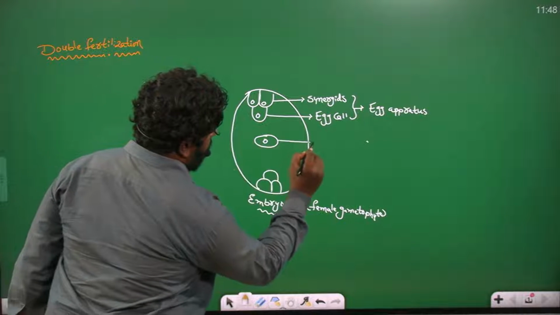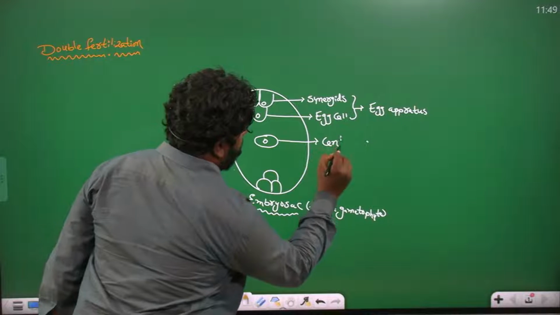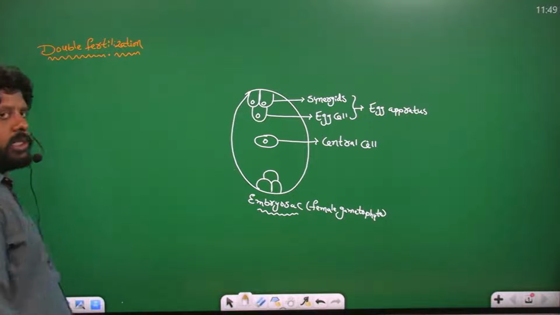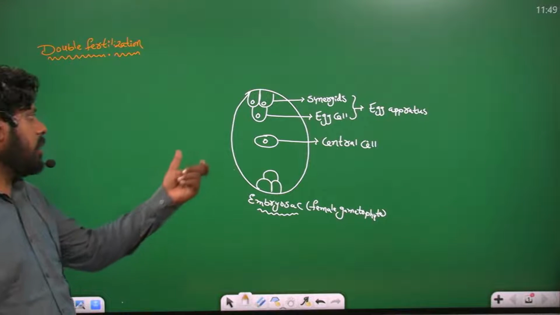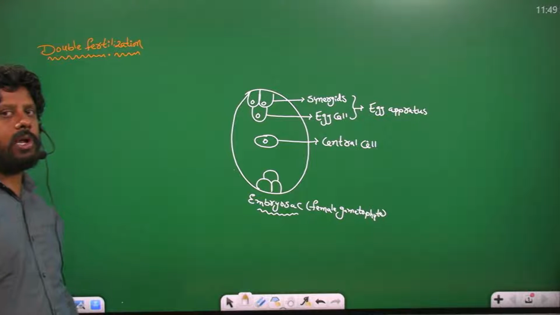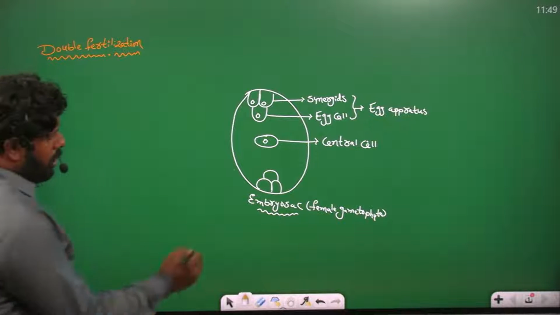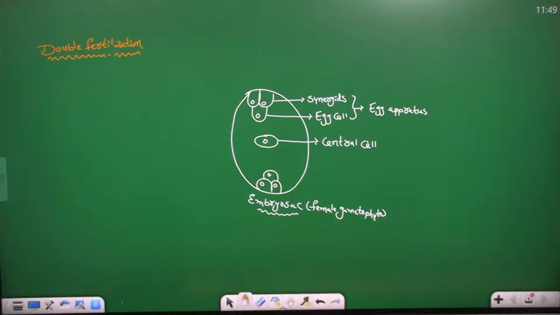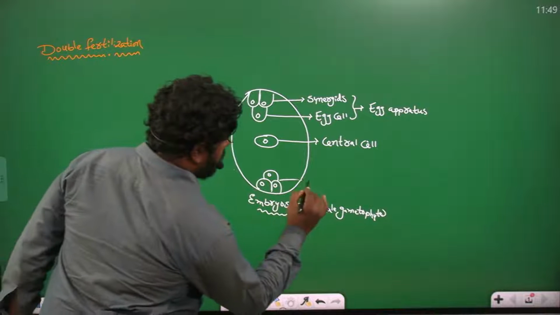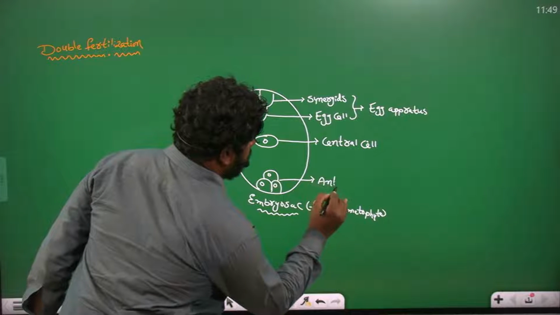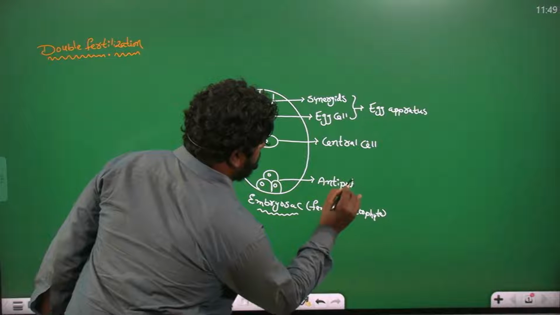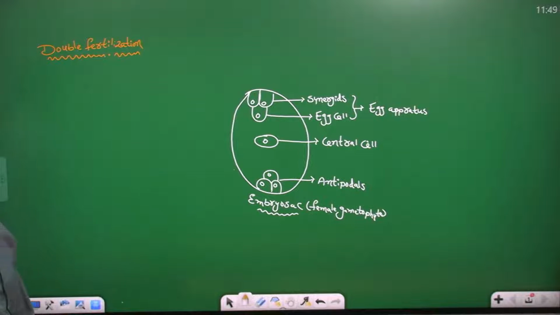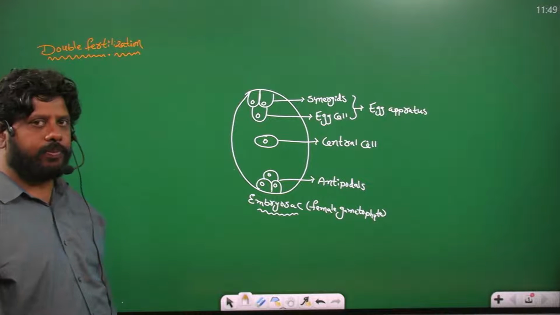And 1 large central cell is present. That cell is called the central cell. And 3 cells are present towards the lower end or posterior end of the embryo sac. These 3 cells are collectively called antipodals. We know this one. Already this structure we studied in the previous class only.